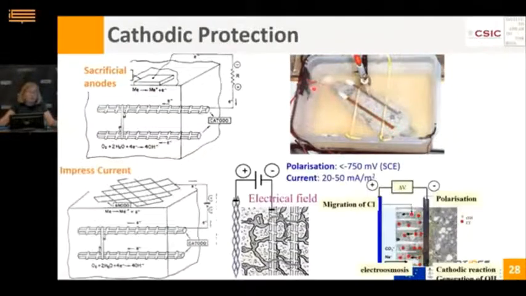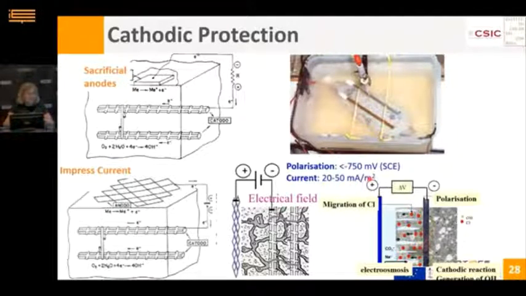The other method is through impressed current. In this case, the anode is stable. It's a material that could be titanium oxide or even carbon, and the anodic reaction comes from the water, while at the level of the rebar is the cathodic reaction. In this case, it's necessary to impose an electrical field, and the rebar is always acting at the negative potential, while the anode is at the positive potential. In any case, it's necessary that the rebar is polarized below -750 millivolts, and the impressed current is relatively high, depends on the structure, but at least 20-50 milliamps per square meter.